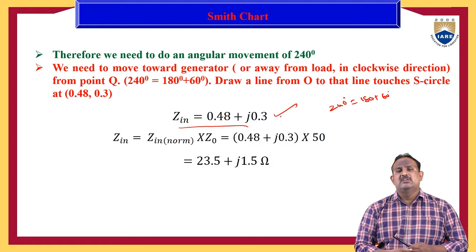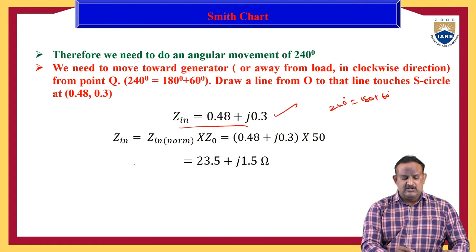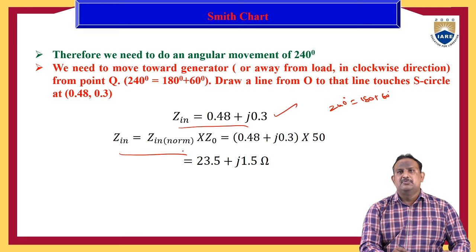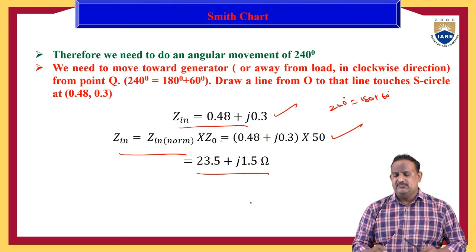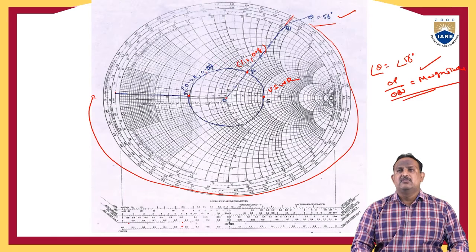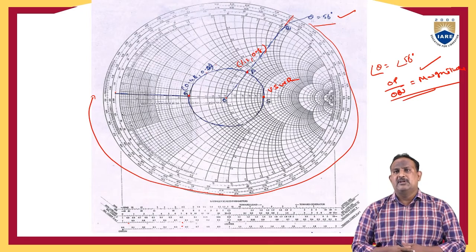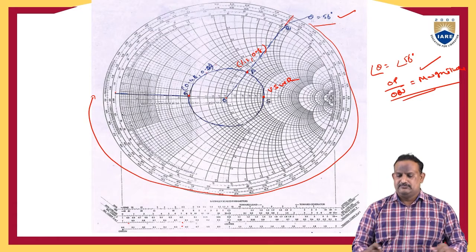Then we need to find the actual input impedance. Actual input impedance equals normalized input impedance into Z0. Z0 is 50. Therefore, 50 into 0.48 plus j 0.3. Therefore, it is 23.5 plus j 1.5 ohms. So this way we can find the input impedance of the given problem by using the Smith chart.